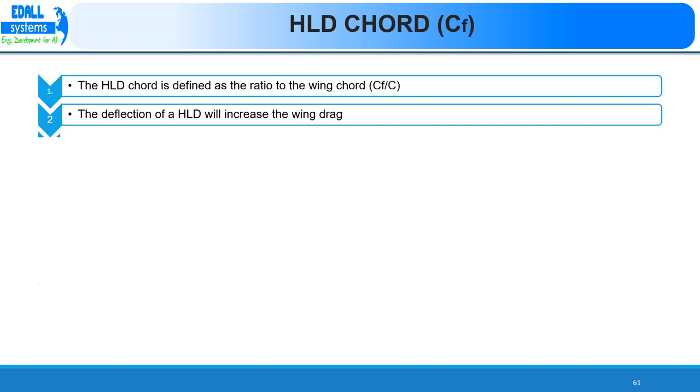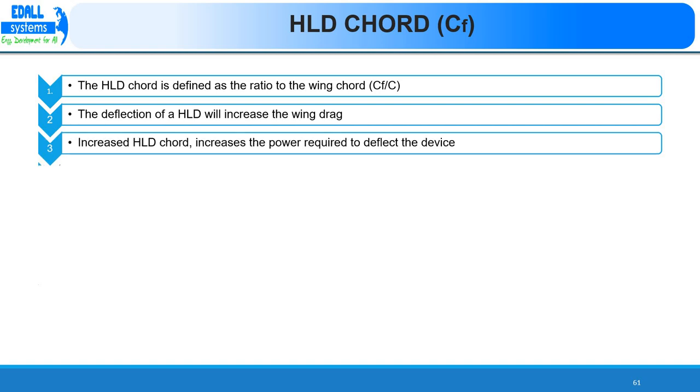The deflection of high-lift device leads to increase in the wing drag. Thus, high-lift device chord must not be so high that drag increment due to its deflection cancels out or nullifies its advantages. High-lift device chord in turn increases the power required to deflect the high-lift device. Suppose the pilot uses manual power to deflect the high-lift device. Longer high-lift device chord requires more power. Therefore, shorter high-lift device chord is better for many such reasons.